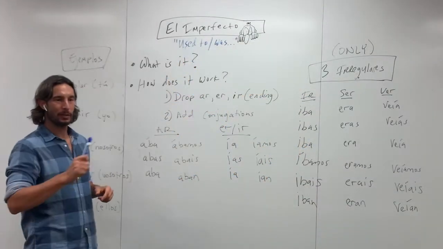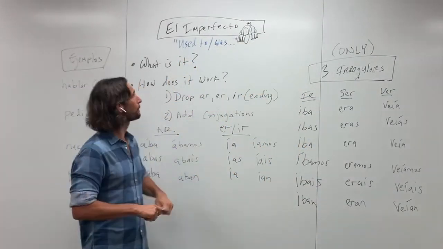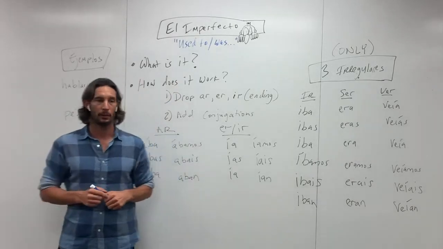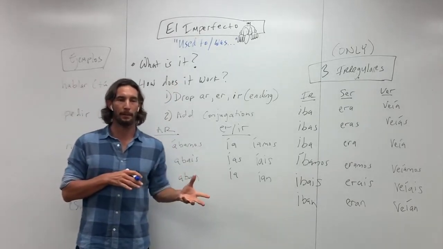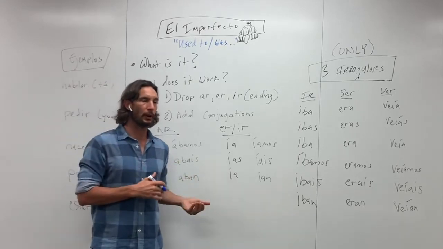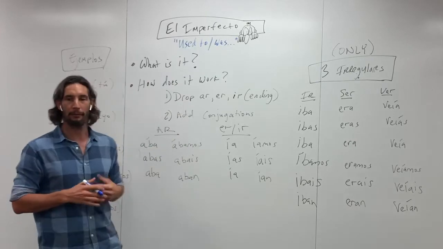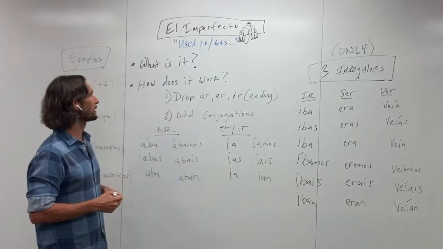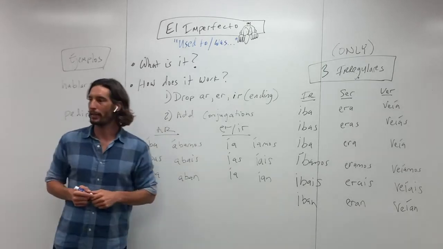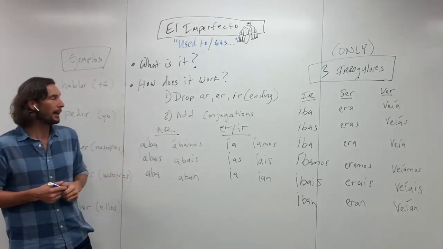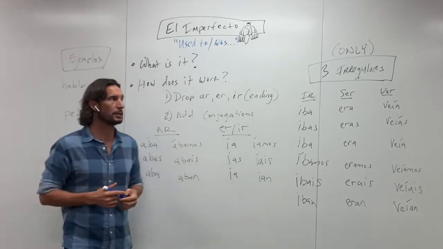What's going on, everyone? So today, as you can see up here, we have el imperfecto, right? This is sort of coming after we learned el pretérito, or the preterite, and here we have el imperfecto, which is just in English the imperfect tense. And so what is it? That's what we want to look at today. We want to look at what it is, and we also want to look at how it works, right? So how do we use this?